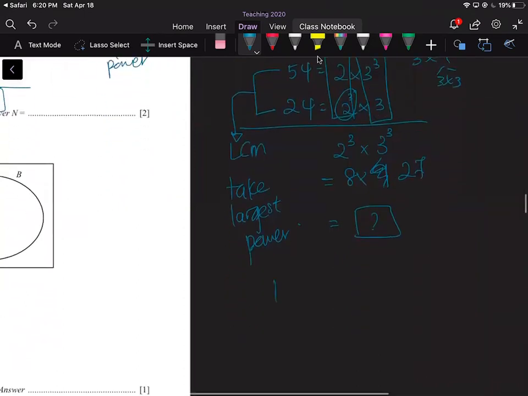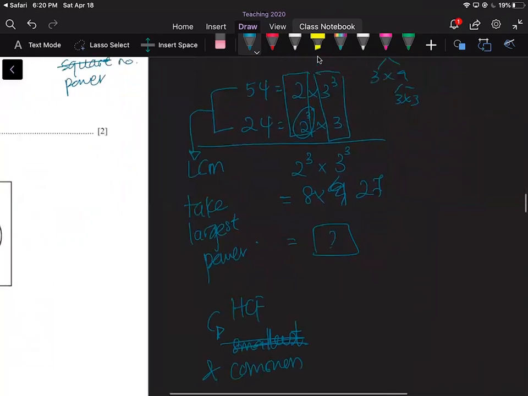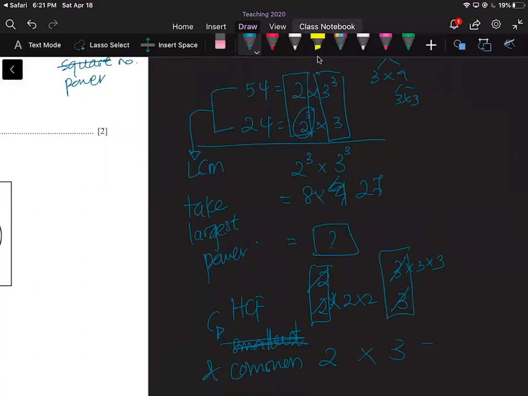For HCF, we take what is common. Sorry, not the smallest, but what is in common. So if you look here, 2 and 2 cubed: the common part is only 2, because 2 cubed is 2 times 2 times 2, so just one 2 cancels out. So that's 2. Here, 3 times 3 times 3 and 3: what is common is only 1 time. So 2 times 3, that's 6.